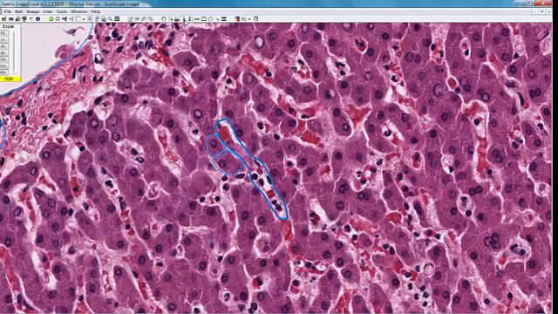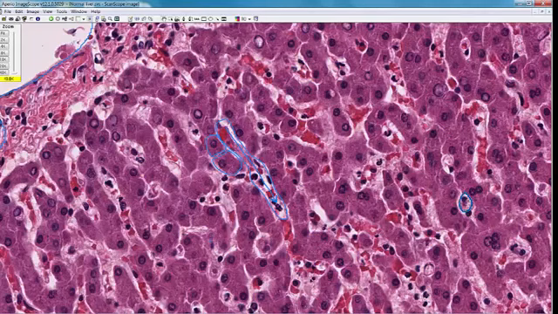The blood would flow in this direction from the portal tracts towards the central vein. The Kupffer cells are located in the sinusoids. You can't really see them very well on routine preparations, but this cell over here in the sinusoid is probably a Kupffer cell.